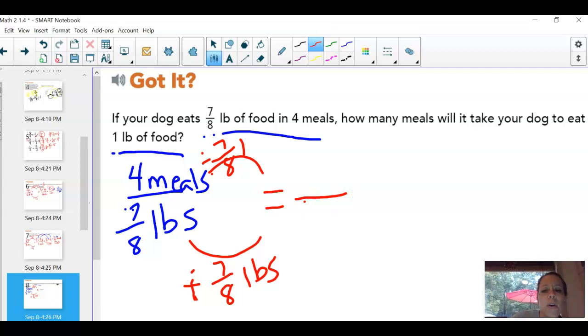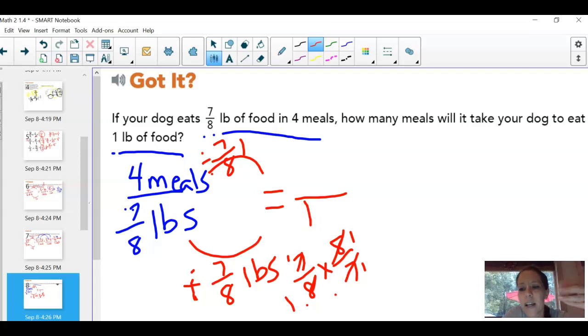I can show that work and show 7/8 times 8/7. But we know that every time I divide by the same number, I'm always going to get 1. It's the same as 4 divided by 4 equals 1, 5 divided by 5 equals 1. Whenever I divide a number by itself, and that's the same with fractions, it's always going to equal 1. So when I look at this one, that's going to give me 1 pound.